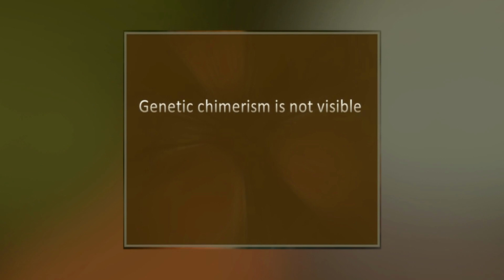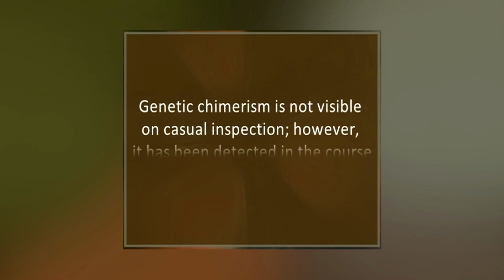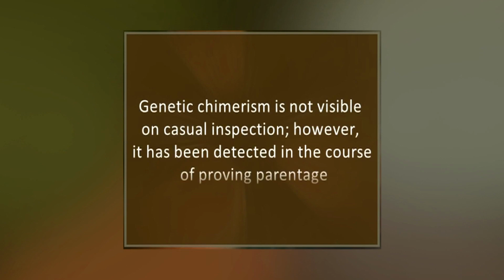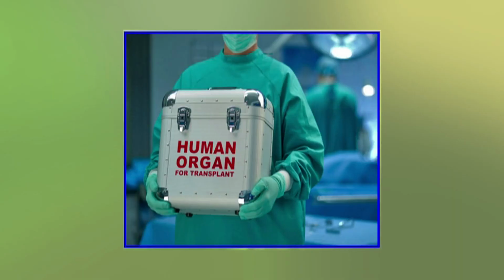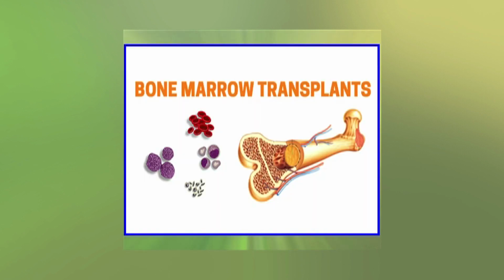Normally, genetic chimerism is not visible on casual inspection. However, it has been detected in the course of proving parentage. Another way that chimerism can occur in animals is by organ transplantation, giving one individual tissues that developed from two genomes. For example, a bone marrow transplant can change someone's blood type.